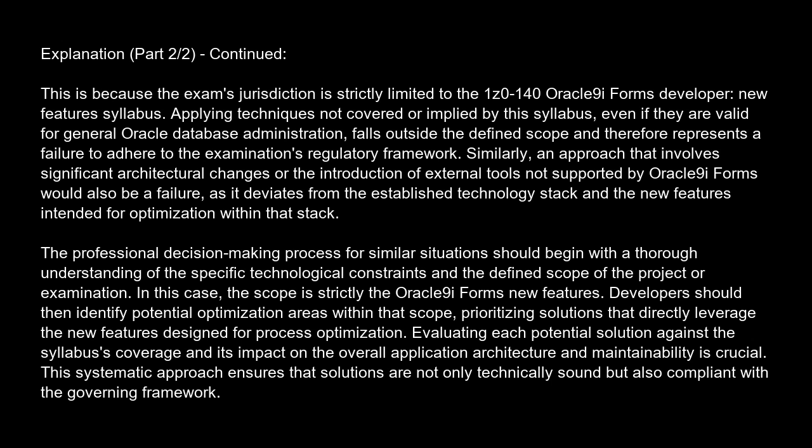The professional decision-making process for similar situations should begin with a thorough understanding of the specific technological constraints and the defined scope of the project or examination. In this case, the scope is strictly the Oracle 9i Forms new features. Developers should then identify potential optimization areas within that scope, prioritizing solutions that directly leverage the new features designed for process optimization. Evaluating each potential solution against the syllabus's coverage and its impact on the overall application architecture and maintainability is crucial. This systematic approach ensures that solutions are not only technically sound, but also compliant with the governing framework.